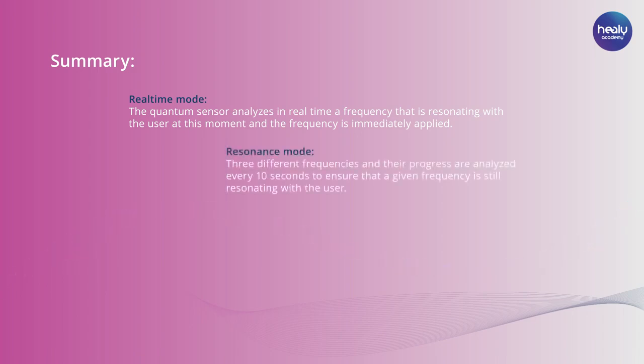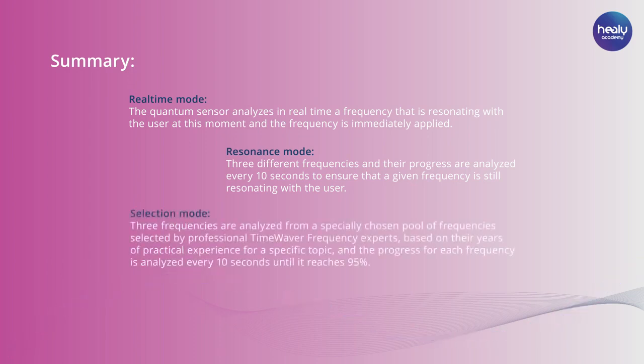Resonance mode. 3 different frequencies and their progress are analyzed every 10 seconds to ensure that a given frequency is still resonating with the user. Selection mode. 3 frequencies are analyzed from the specially chosen pool of frequencies selected by professional Timewaver Frequency experts based on their years of practical experience for a specific topic, and the progress for each frequency is analyzed every 10 seconds until it reaches 95%.